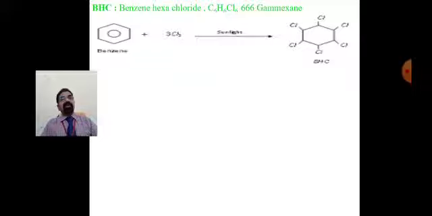Now, the another pesticide is called BHC. BHC means benzene hexachloride. It is commonly called 666 because it contains 6 carbon atoms, 6 hydrogen atoms, and 6 chlorine atoms present in the ring structure, and hence it is called 666. But the popular trade name in the market is Gammexane.